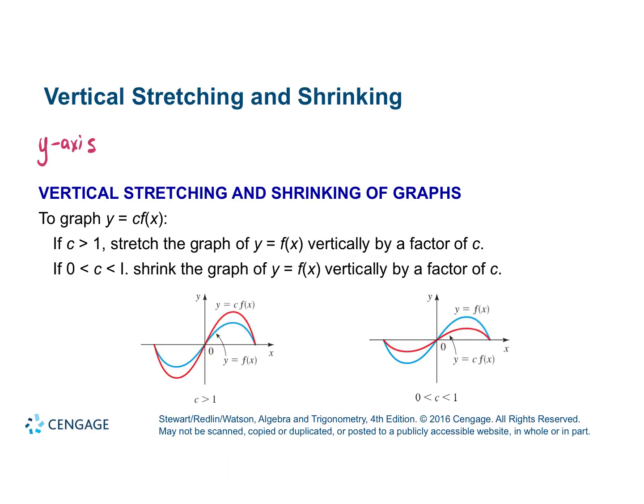So if we multiply by a number on the outside, it is a vertical stretch or shrink. If it's greater than 1, it's a stretch. If it's in between 0 and 1, it's a shrink. So if you multiply by a number on the outside, it's a vertical stretch or shrink. Greater than 1 is a stretch. In between 0 and 1, so if it was a fraction or a decimal, it would be a shrink.